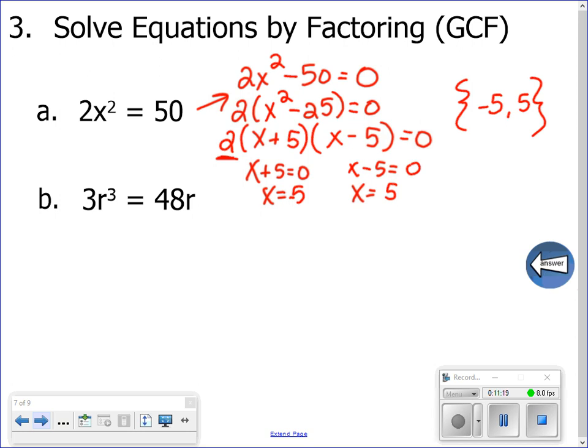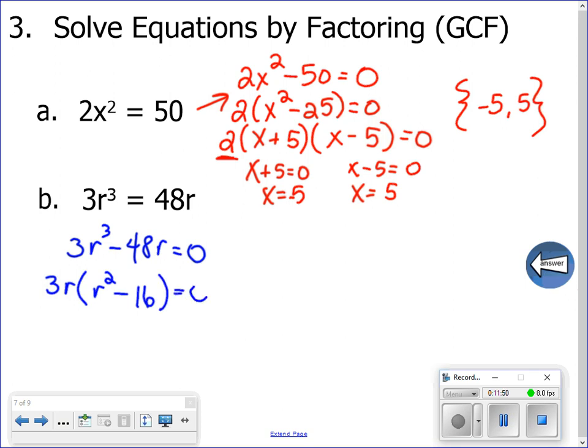We're looking at B. Again, we're doing the same thing, so get 48r on the same side with 3r cubed. And then factor out the GCF. So the GCF here would be 3r. So you factor out the 3r, that's r squared minus 16, because we pulled out an r here, is equal to 0.